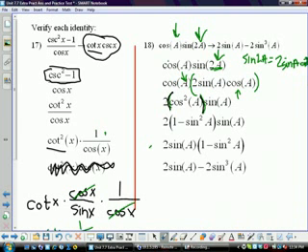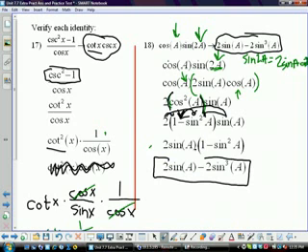Cosine times cosine is cosine squared of a. I use my Pythagorean identity to get from here to here, because I see in my answer I don't have any cosines. I want to get rid of them. I know that cosine squared of a equals 1 minus sine squared of a. That's still multiplied by 2, so I distribute my 2, and then I distribute my sine, because I have to distribute both of them. So I get 2 sine of A minus 2 sine cubed of A as my answer.